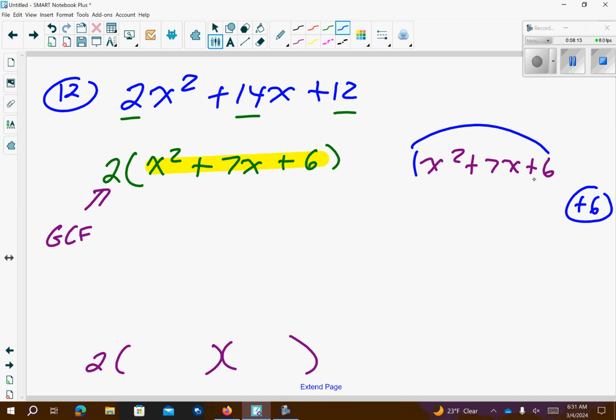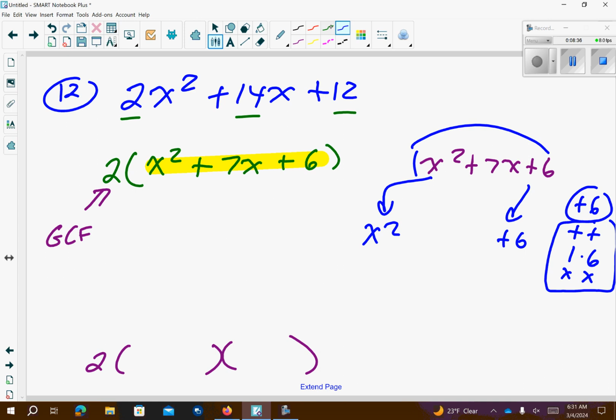Let's think about our signs. Everything's positive up here, so I'm thinking everything should be positive. And what are the factors? What two numbers multiply together to give me 6, but those same numbers add together to give me 7? I think if you do 1 and 6, 1 plus 6 is 7. They're both going to be positive. So let's bring our ends down: x squared plus 6. Let's squeeze that in the middle: plus 1x plus 6x. And then let's go ahead and factor.